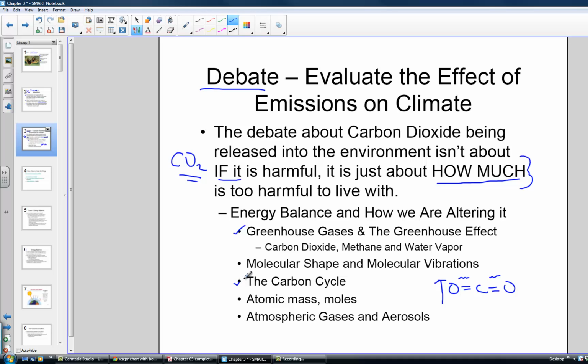We'll talk about the carbon cycle. Where do we find carbon, both in the atmosphere, in the earth, in the water, and so forth? We'll start to quantify in terms of atomic mass and moles. The mole is a measuring unit to determine how much we have in the environment. And we'll conclude with the discussion of the atmospheric gases and the aerosols and the roles that they play in environmental warming, known as the greenhouse effect.